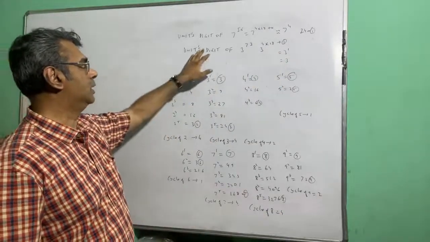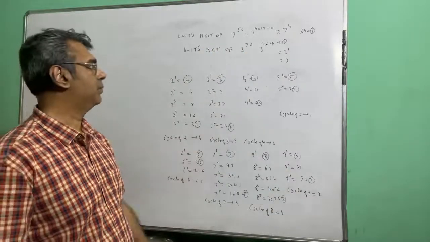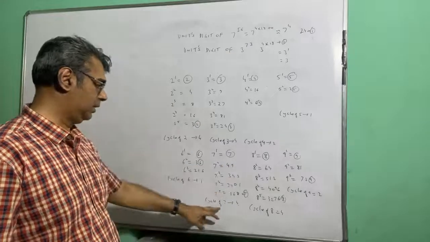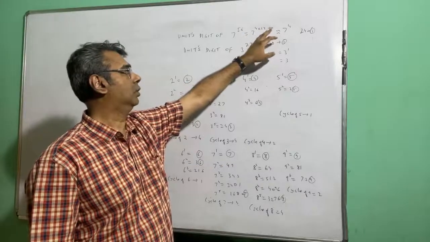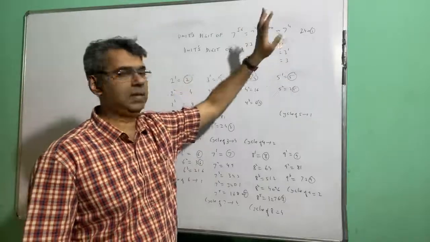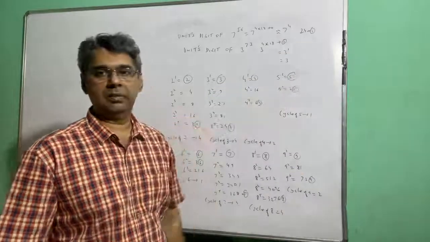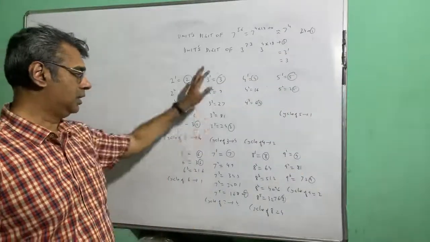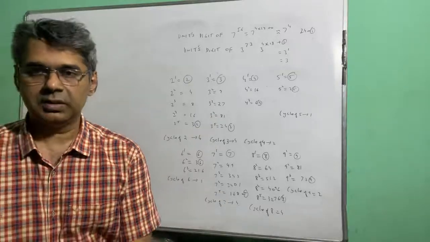But suppose I give you a question like this: find the units digit of 7 to the power 56. The cycle of 7 is 4. So 56 is 4 into 14 plus 0. When you have a 0 remainder, don't take 0, you take the power as the cycle. So 7 to the power 4, which means the units digit will be that of 2401, which is 1. So this is the cycle concept, and now based on it I am giving some homework.